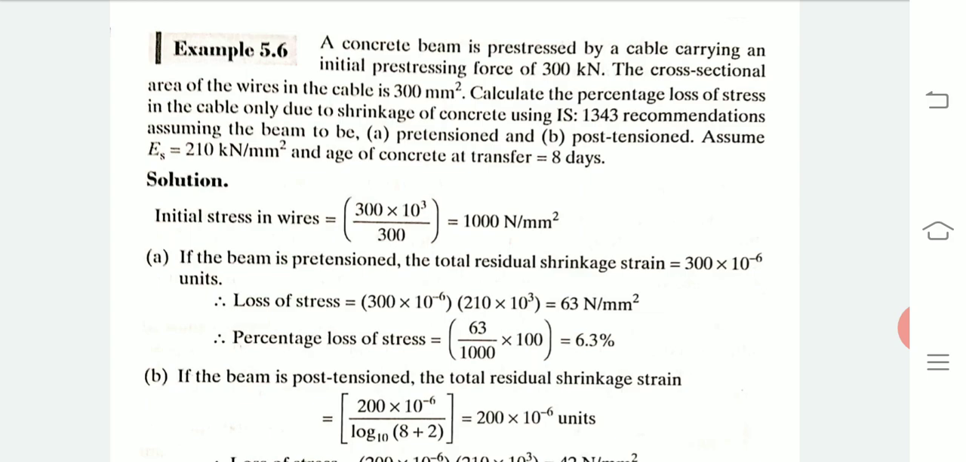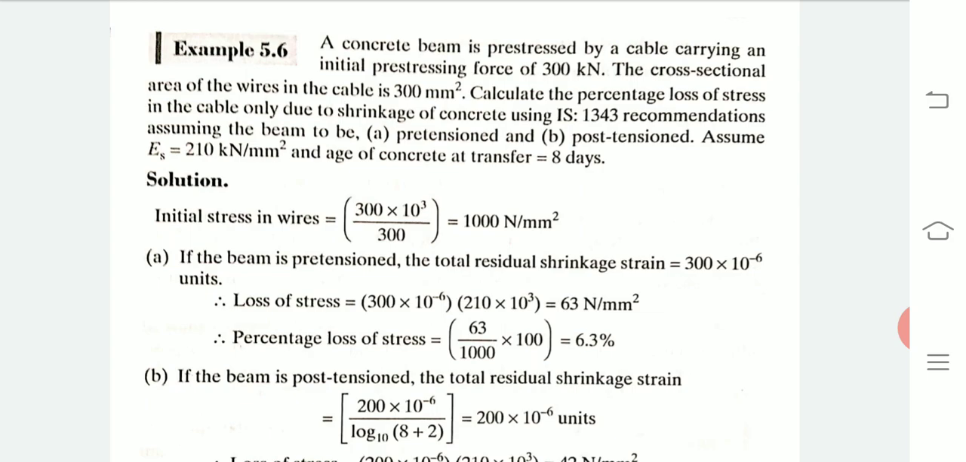Okay, so hope you recall yesterday's formula. So now let's start. Let us find the initial stress in the wires. Stress is force upon area of the wires. Force applied is 300 kilonewton upon area of the wires, which is 300. We get an initial stress in wires as 1000 Newton per mm square. Now, if the beam is pre-tensioned, the total residual shrinkage, yesterday we have written directly, it is 300 into 10 raised to minus 6, or 0.0003.